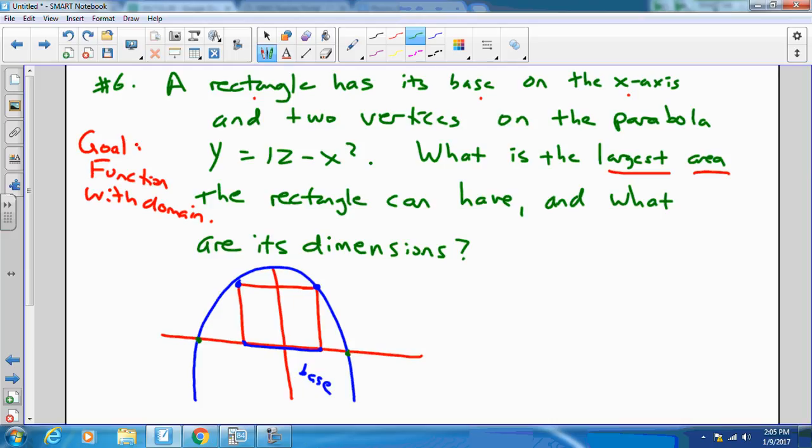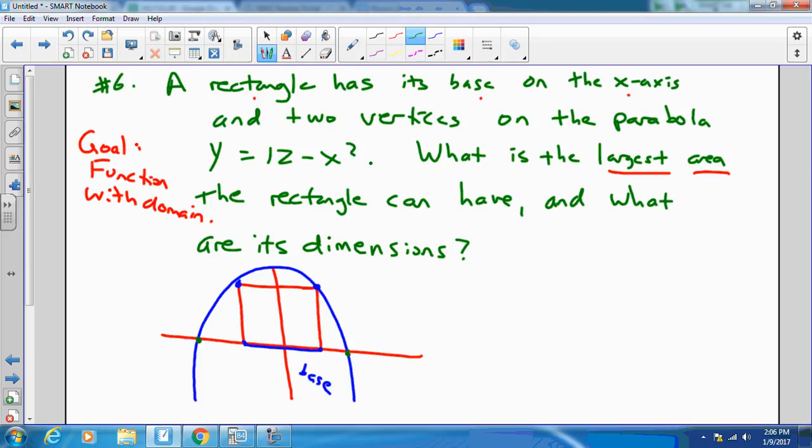What they really meant to say is that the rectangle is inscribed within the parabola and the x-axis. So we're going to interpret their question in a reasonable way. Because if we interpreted it my way, even though it's consistent with the words, there would be no solution to that problem because I can make that rectangle as tall as I want. What is the largest area the rectangle can have, and what are its dimensions?